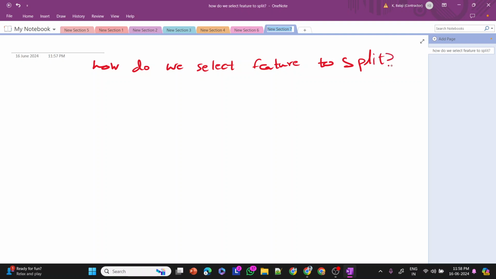We already saw in the previous video that by using information gain, we can find the best feature to split with.